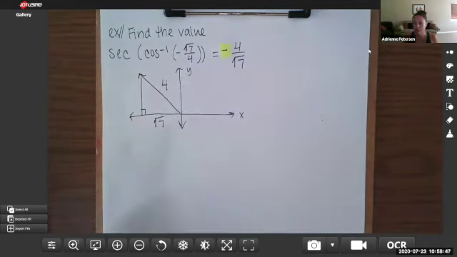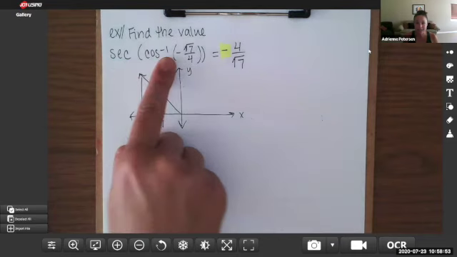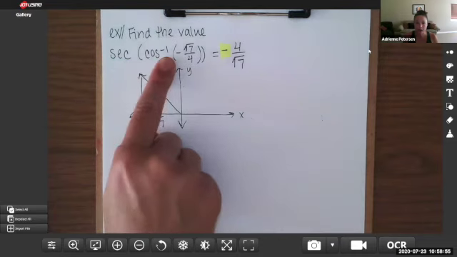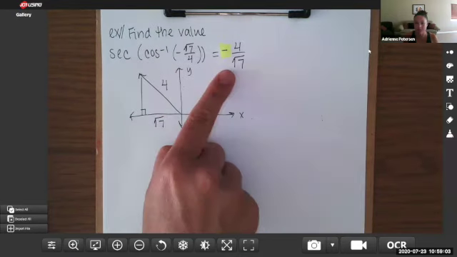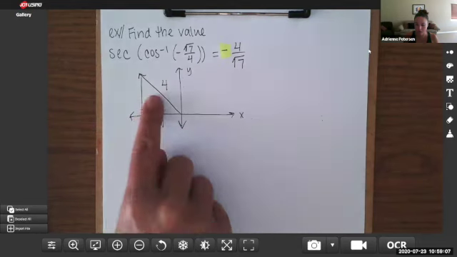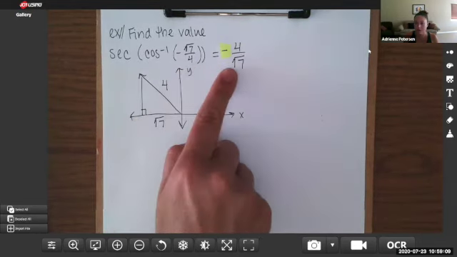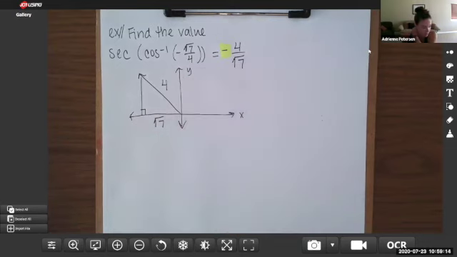I drew the picture here, but the algebraic method, if we had recognized right off the bat, this tells us cosine is -√7/4, find secant. We know algebraically that if we know cosine and we want to find secant, all we have to do is flip the fraction, right? Take the reciprocal. So if you wanted to skip drawing this picture and just jump from here to here, you certainly could have done that using the fact that secant and cosine are reciprocals of each other.